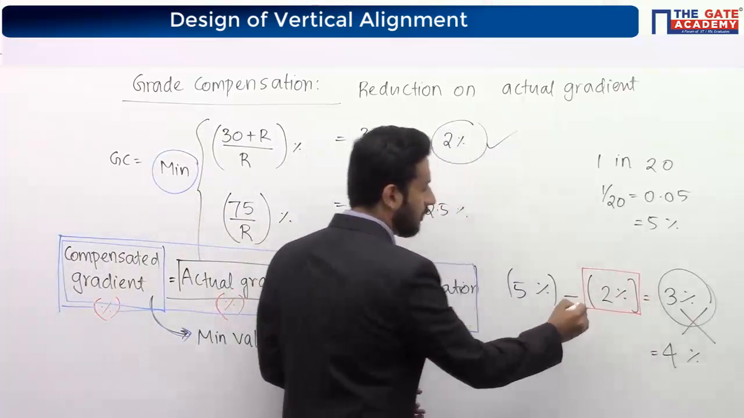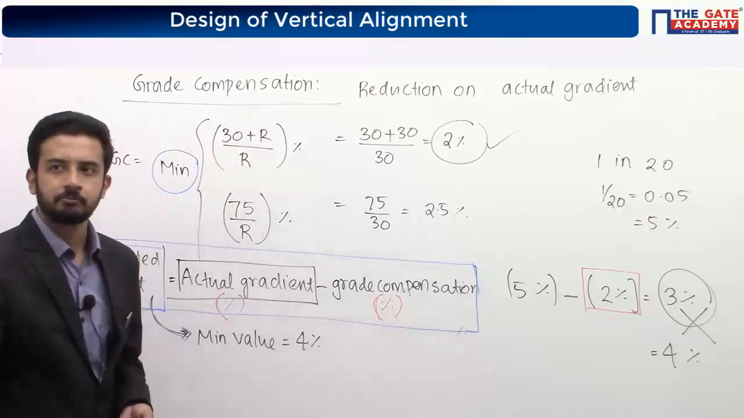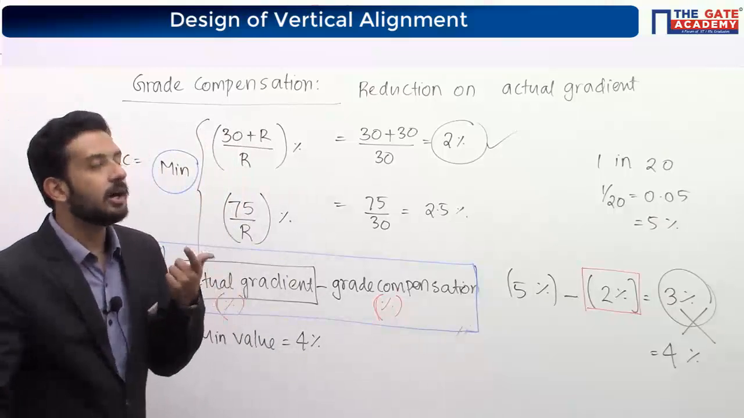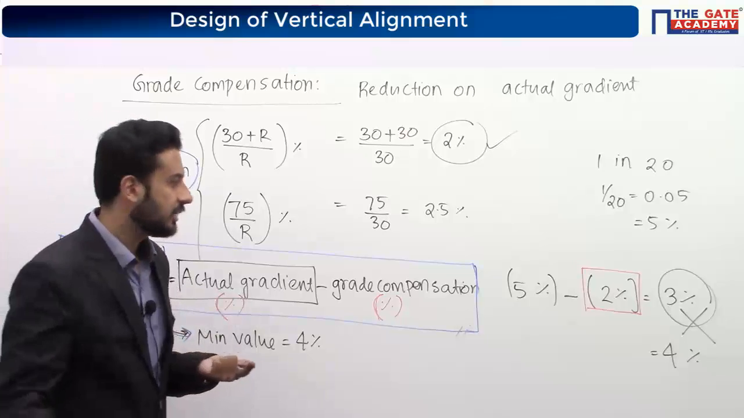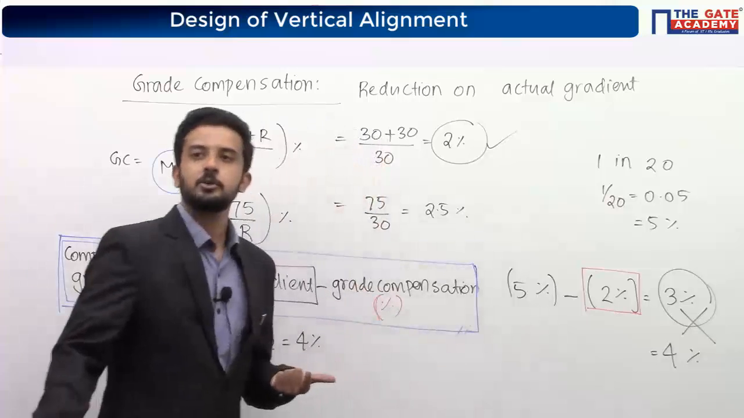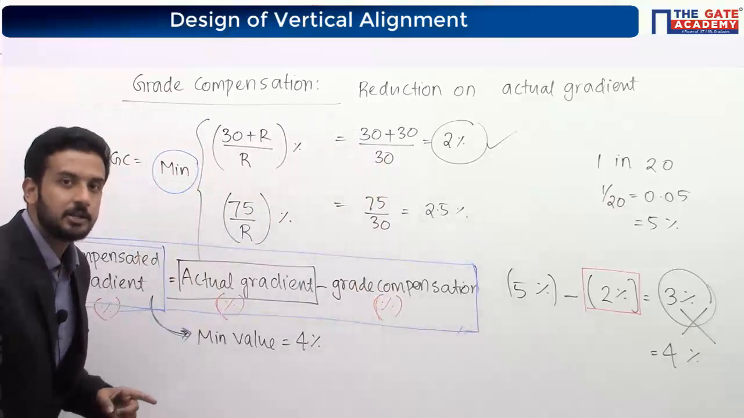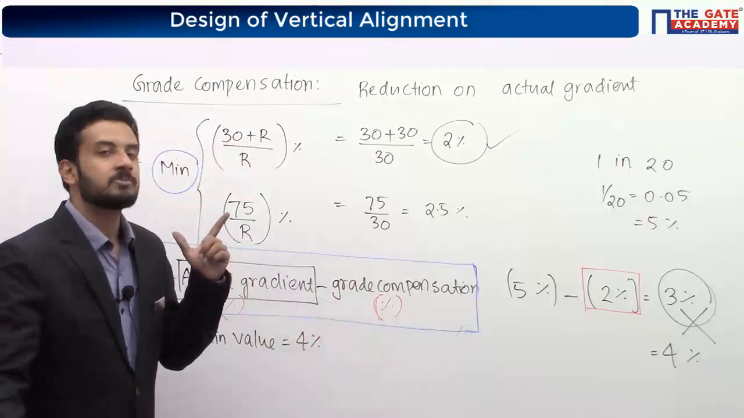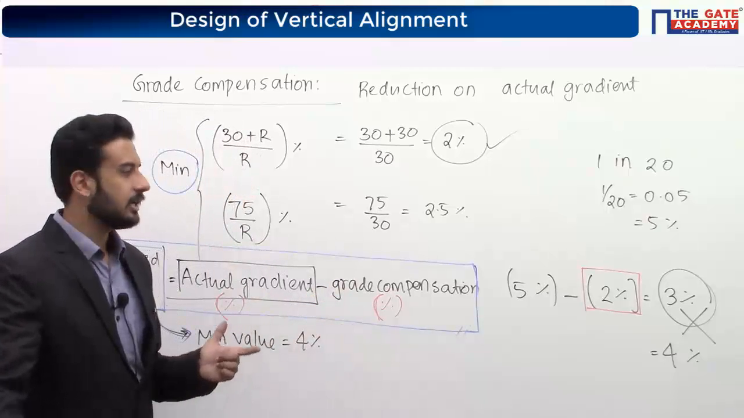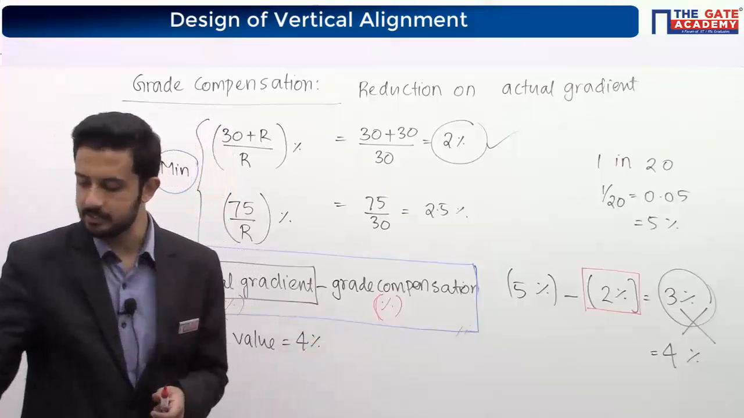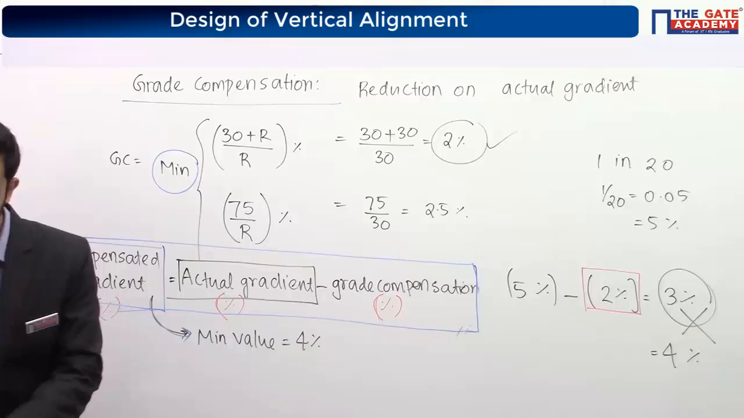Tell me what can be this reduction. It cannot be 2%. Why? If you are reducing 2%, you are going to violate the rule. If you are reducing by 2%, the compensated gradient will be less than your minimum limit. Maximum to maximum, you can decrease that 5%. There is a slope of 5%.